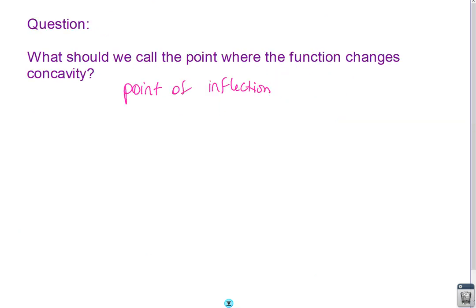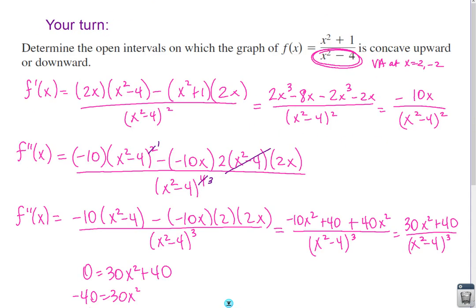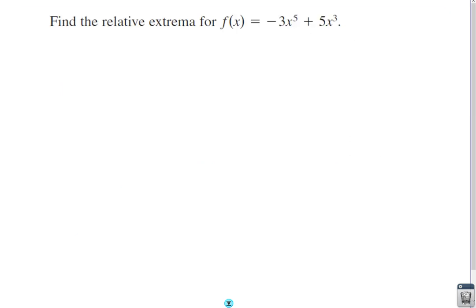All right. So we've done a lot today. We've talked about relative extrema, we've talked about points of inflection. How does this all come together? Okay, so let's find the relative extrema for this function right here.